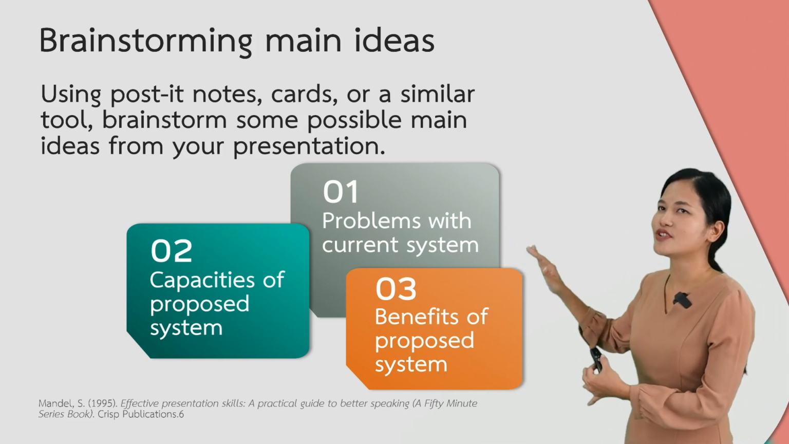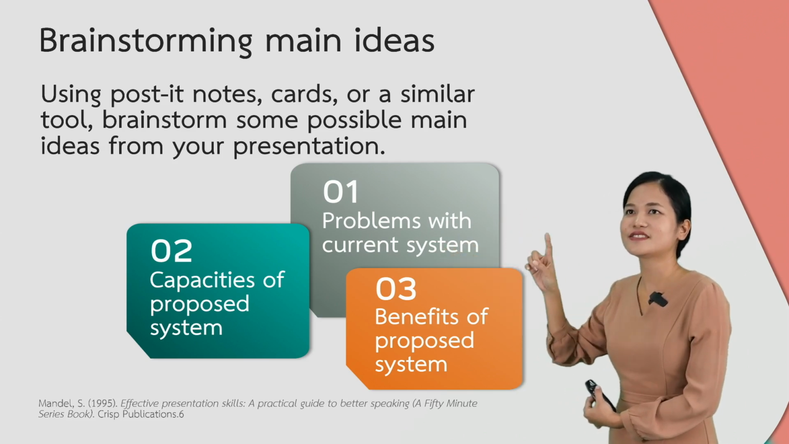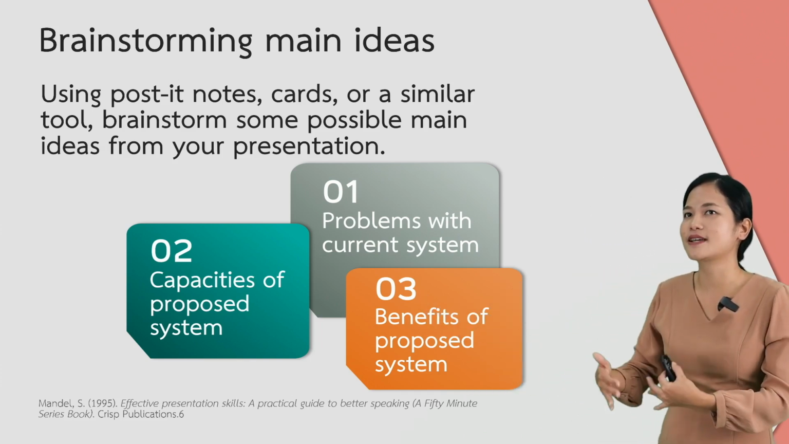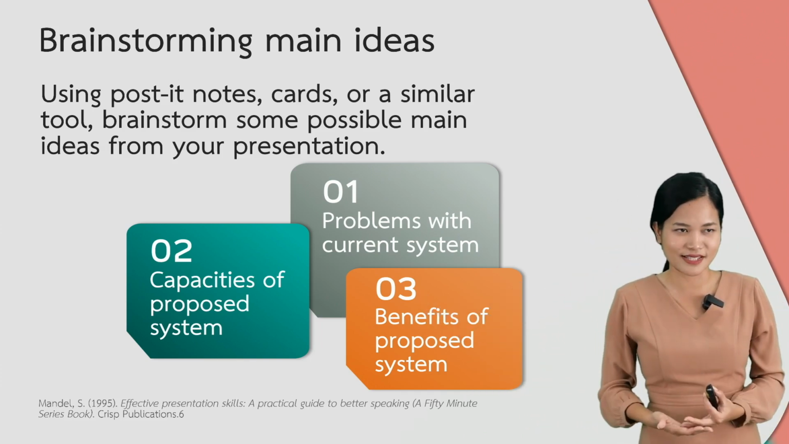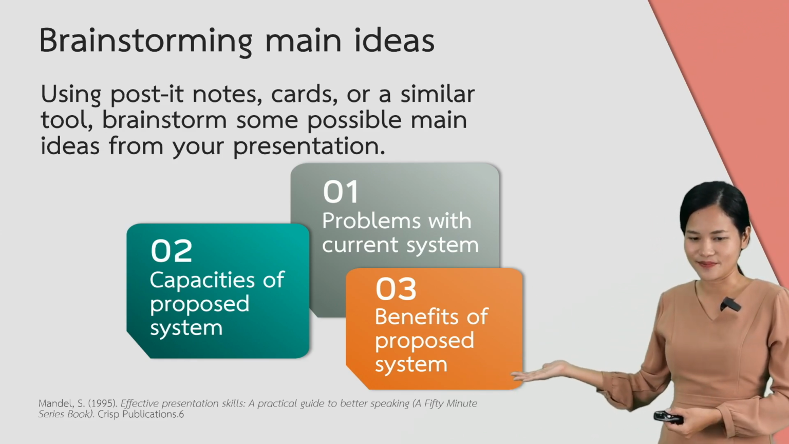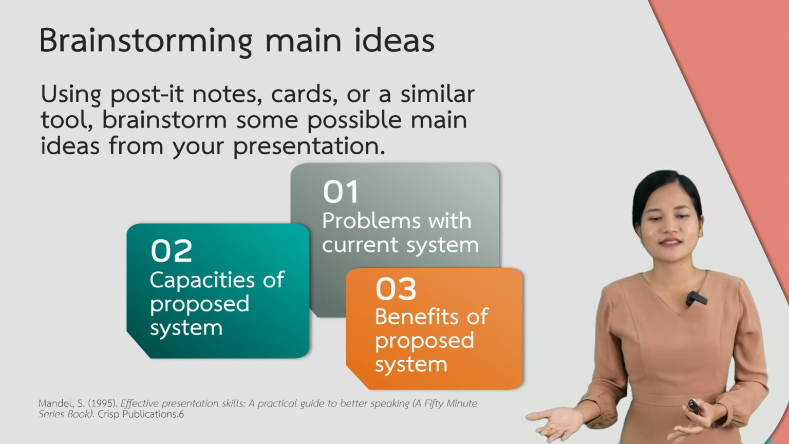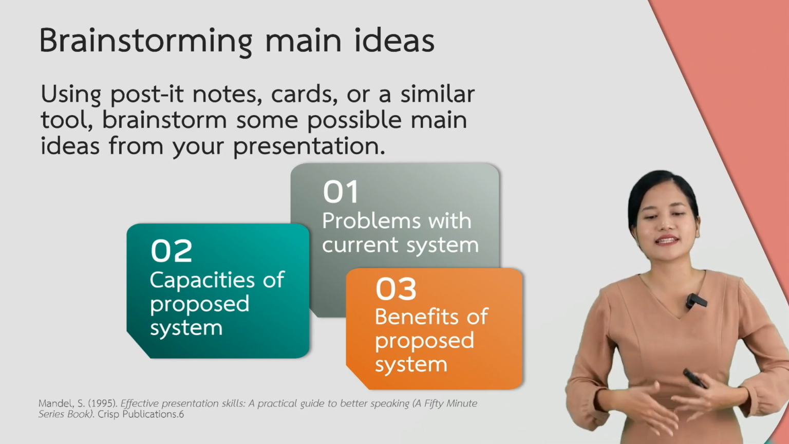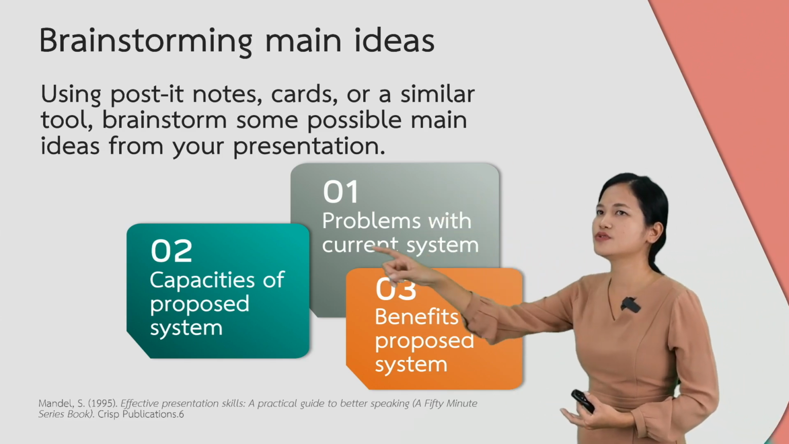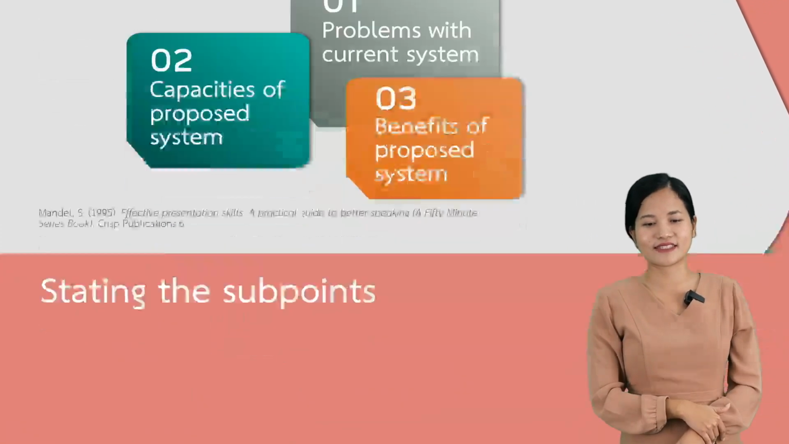For example, if I use post-it notes, I can write it down like this. First, problems with current system. Second, I can talk about capacities of proposed system. And third, I can focus on benefits of proposed system. Actually, when we are doing something like this, is it related to stating the subpoints? We talk about point 1, point 2, and point 3. They are called subpoints. Okay.